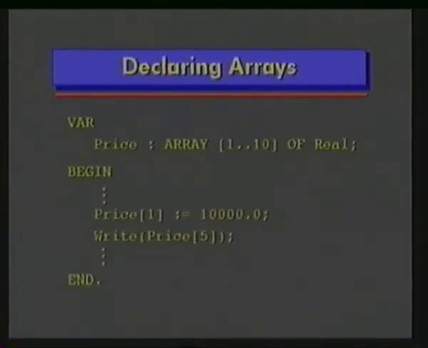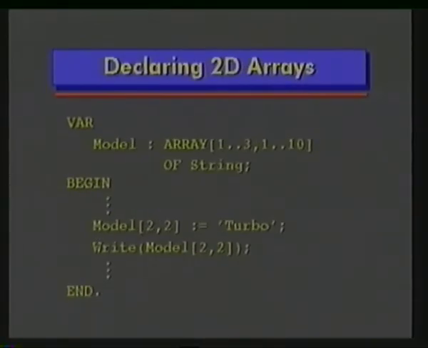Here are some examples of arrays declared with basic data types. The price array has 10 data bins, labeled 1 through 10. An array with only one range, like price, is called a one-dimensional array. You can access the elements of the array like this. The model array, on the other hand, is declared with 2 ranges. Each range used defines the values along one dimension of the array. The model array is a 2-dimensional array.